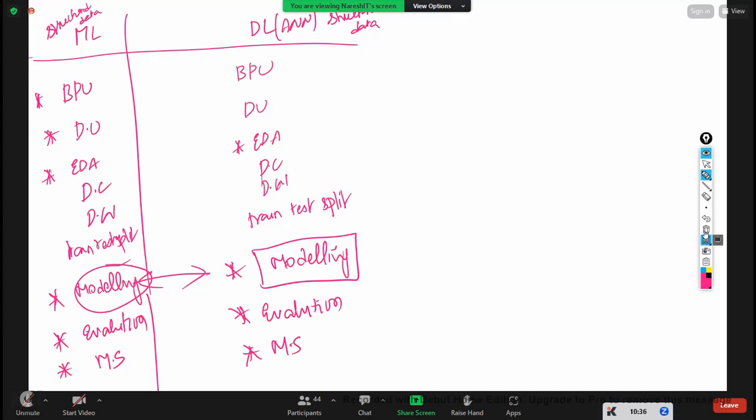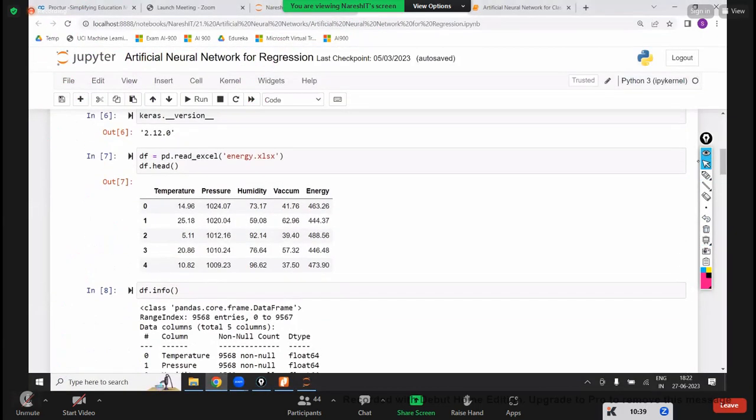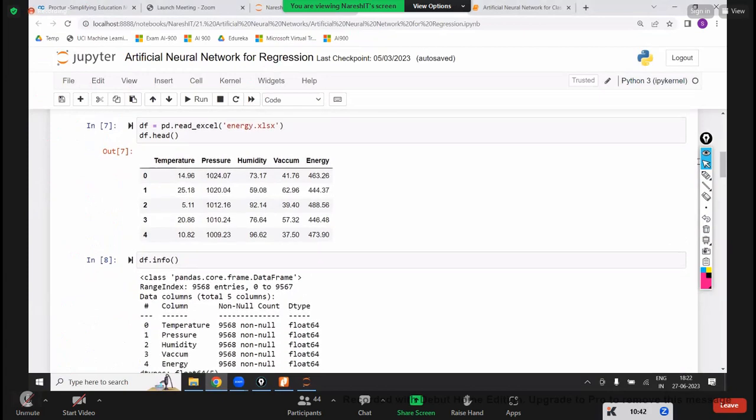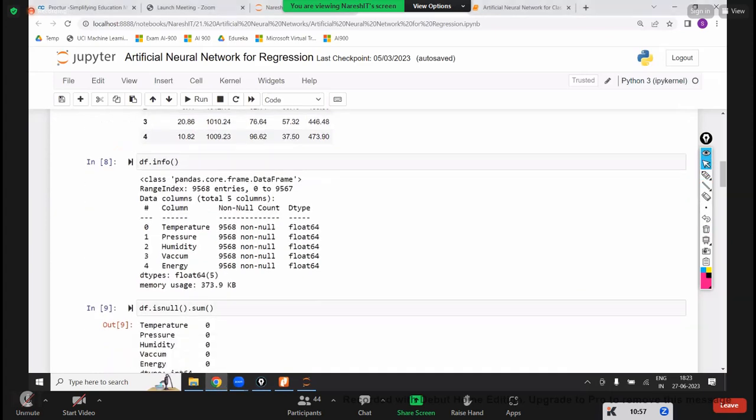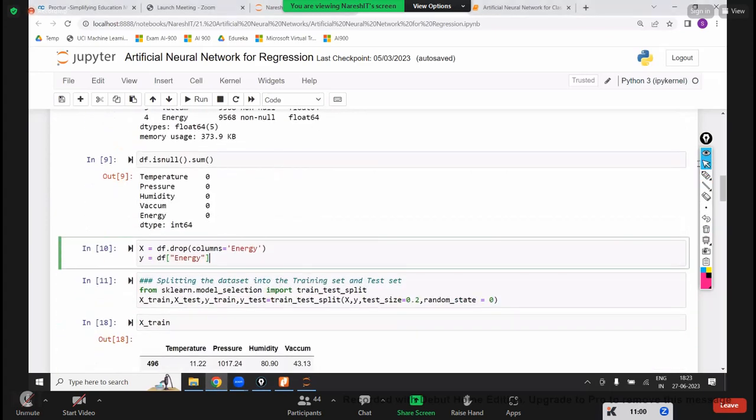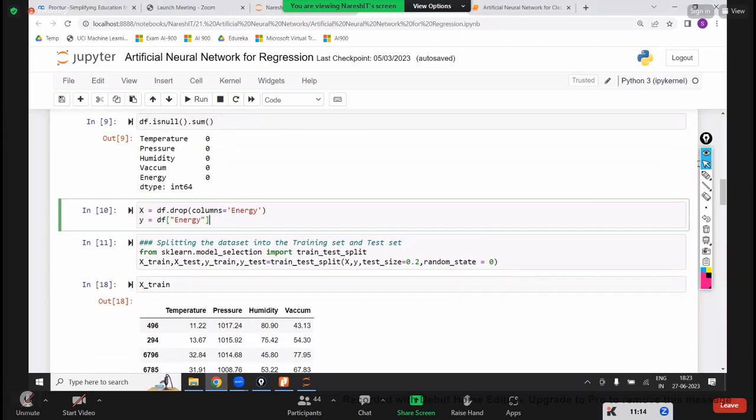Now here, I'm having a data set like this, with respect to the energy data, where I'm having the input variables x1, x2, x3, x4, and the output variable y. Now what I'm going to do is load the data. After loading the data, I'm going to separate the x. Here there is no encoding required, and missing values are not there. So directly I'm going to take x as dropping the output variable, and y as the output variable directly. So x and y. After that, I'm going to apply the train test split.